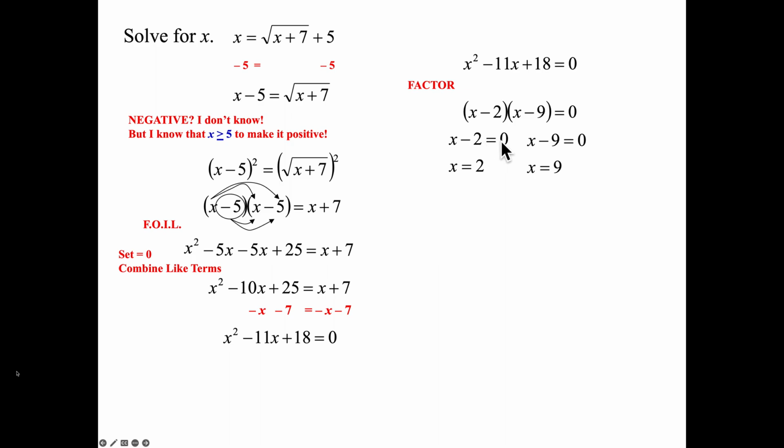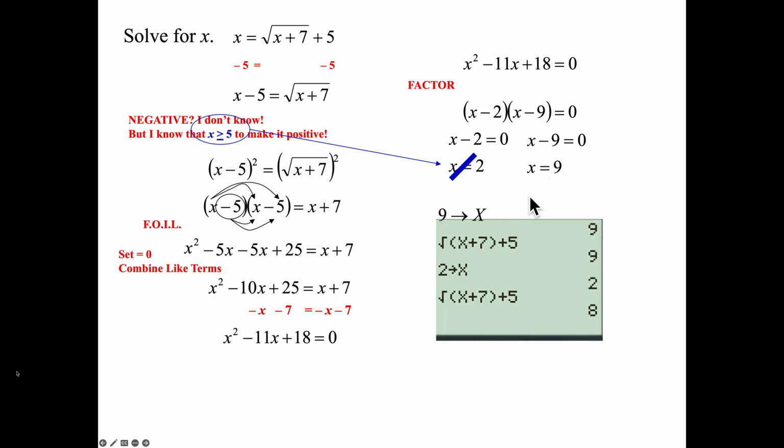X minus 2 equals 0, x minus 9 equals 0. That's our zero product rule. X equals 2, x equals, wait a minute, x equals 2. 2 is not bigger than 5, right? So that means we have to throw that answer out, and x equals 9 has a chance to be correct. So we're going to test it.